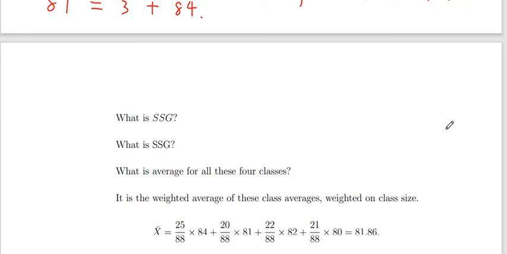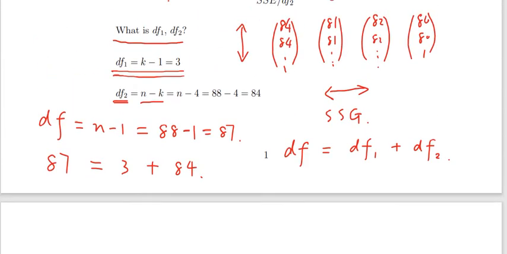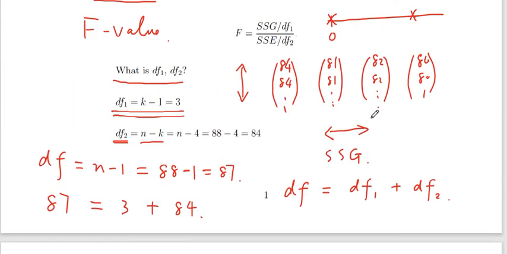Okay, so what is SSG? Remember SSG, I repeated. What is SSG? We say SSG is just like data like this. For those data, we want to find SSG: 84, 84, 84, 84, 81, 81, 81, 81, like this. So this SSG is each number minus their average.